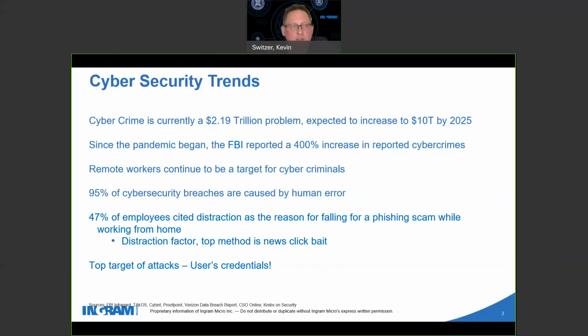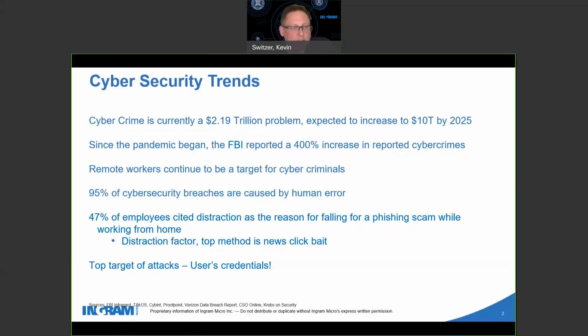And 95% of cybersecurity breaches are considered caused by some type of human error. And of those, 47% of employees who were successfully attacked cited distraction as the reason for falling for some type of phishing scam while working from home. And we refer to this as the distraction factor. We can certainly relate to that with all the things going on, lots of distractions and things going on in the news. You might not be as focused working from home with all the different distractions going on as you may have been working from your office.